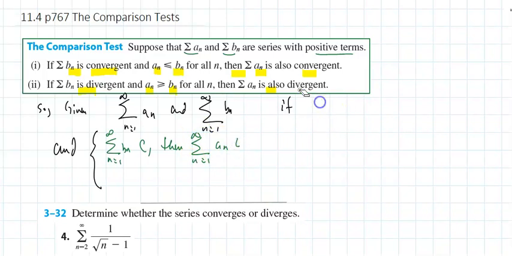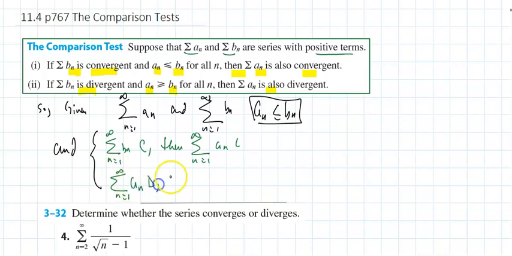Remember, the assumption is that we're assuming b sub n is always bigger than a sub n. So if the bigger converges, the smaller converges. And also, if the series n equals 1 to infinity of a sub n diverges, then I assume the series n equals 1 to infinity of b sub n will diverge as well. Again, if the smaller diverges, then the bigger diverges.